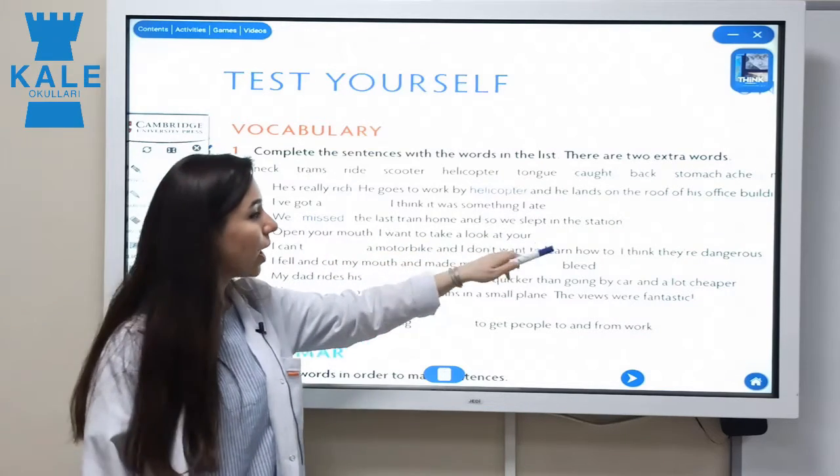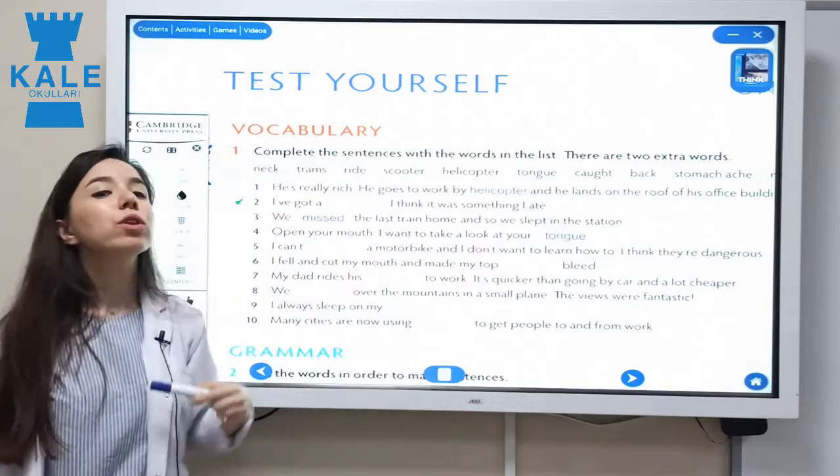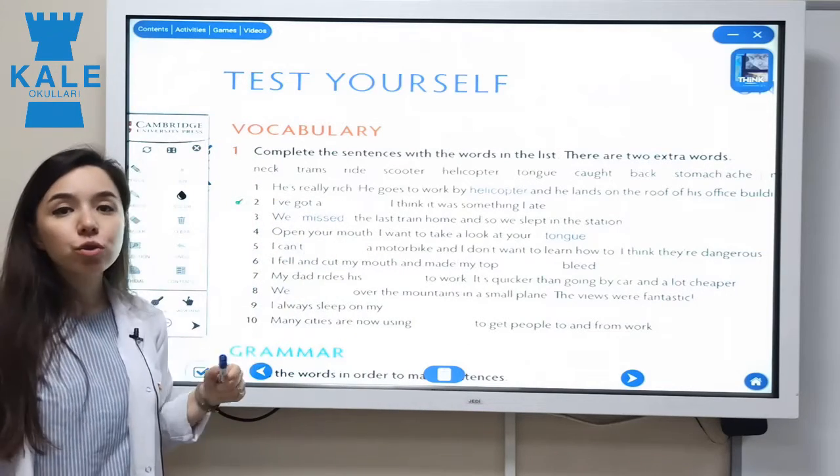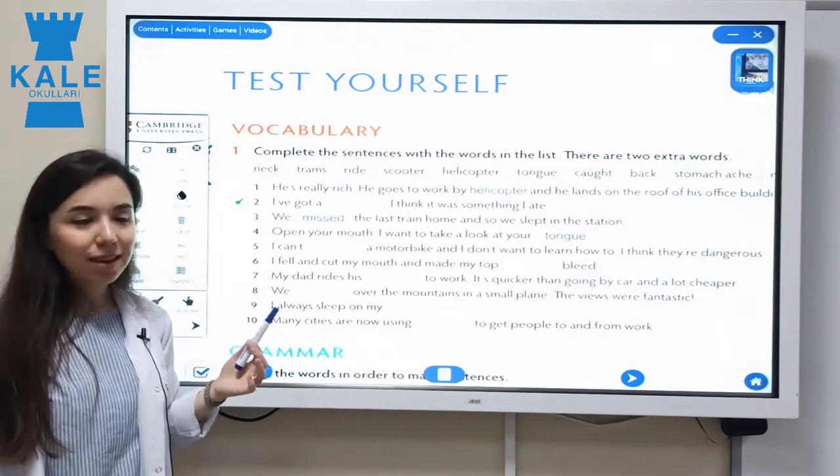I want to take a look at your tongue. Yes, I want to take a look at your tongue. When you go to the doctor, doctors normally say these sentences.